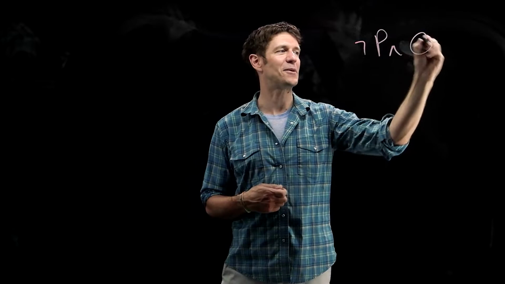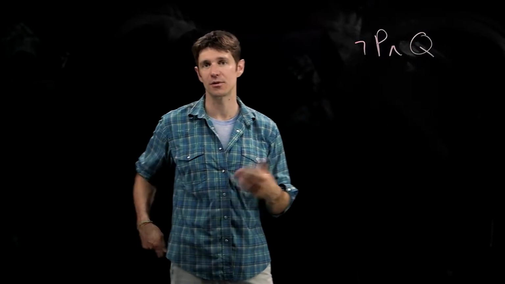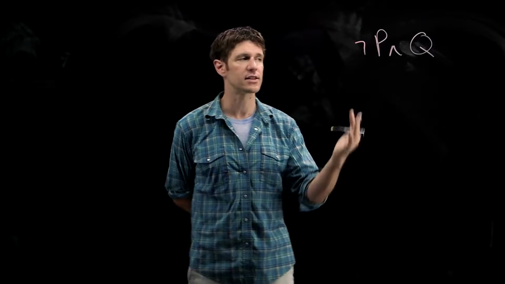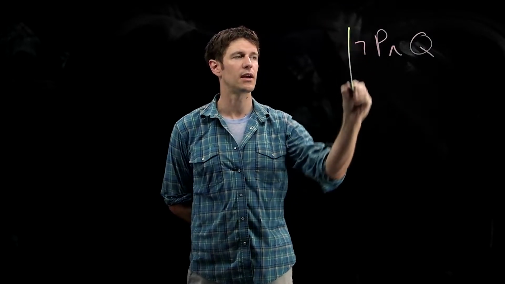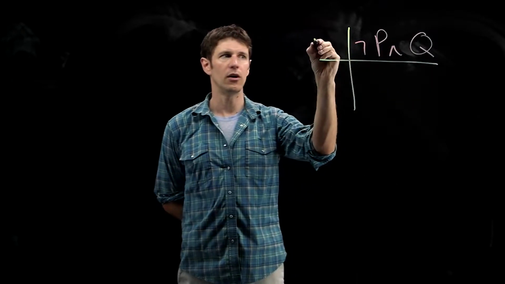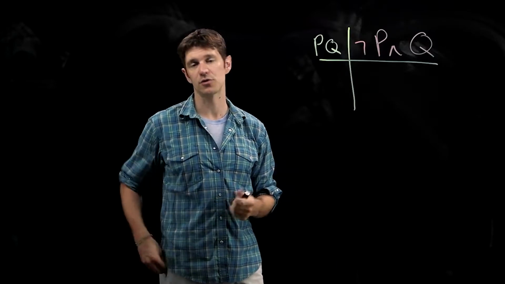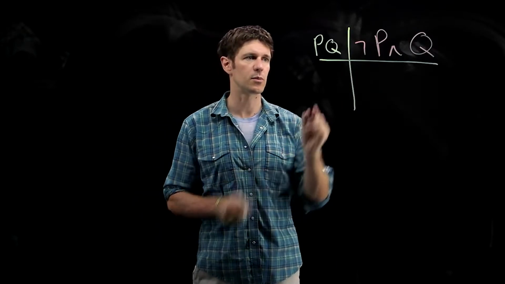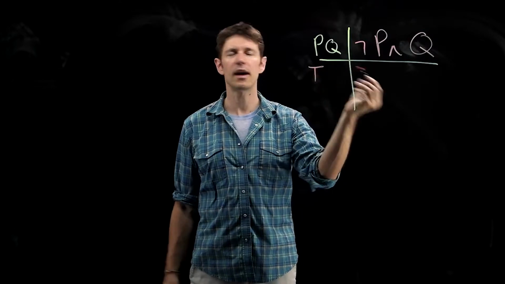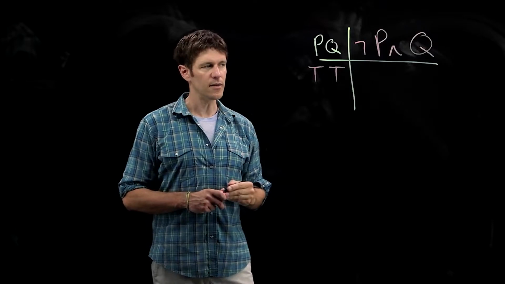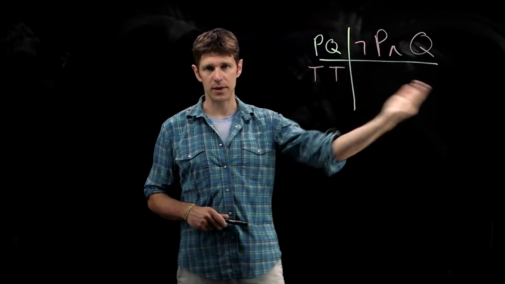Let's say we had the formula not P and Q, and we're asked to determine the truth value of this particular formula. And let's just use one assignment of truth values to P and Q. So we know that the truth value of P is true. So let's write true underneath P. And let's just say the truth value of Q is also true. Okay, now we want to determine the truth value of not P and Q.